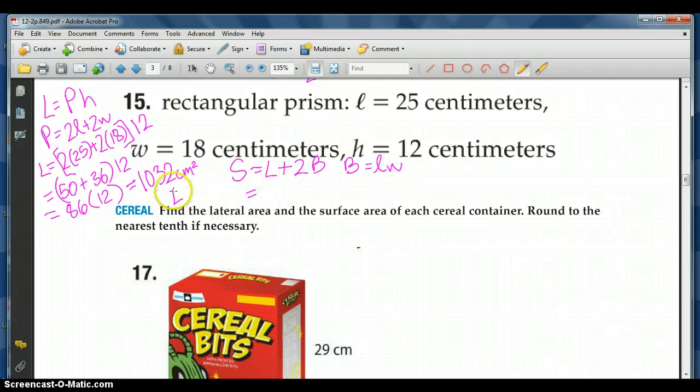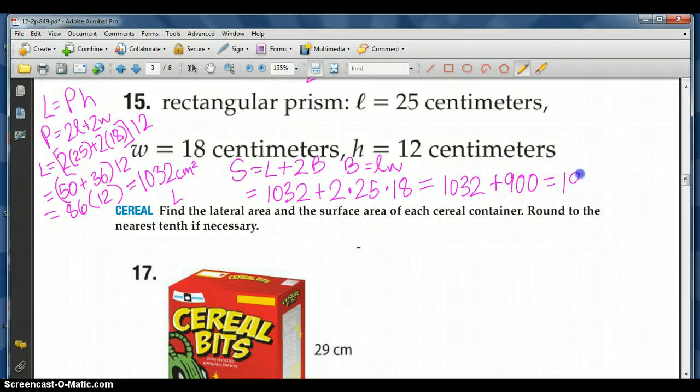So we take our lateral area from the first step plus 2 times the length, which is 25, width, which is 18, and we end up with 1,932 square centimeters for our surface area.